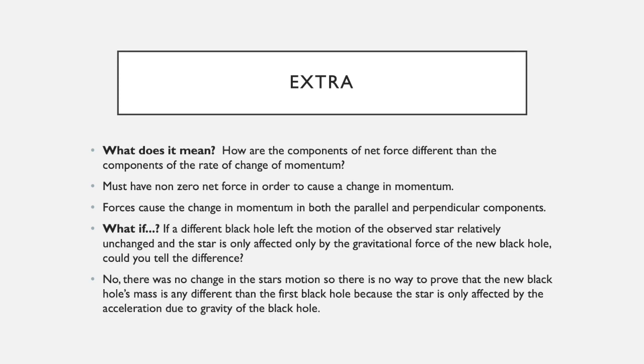Additionally, when asked if a different black hole left the motion of the observed star relatively unchanged, and the star is only affected by the gravitational force of the new black hole, we would be unable to tell the difference. This is due to the star only being affected by the acceleration due to the gravitational pull of the black hole. If the motion of the star remained relatively unchanged, there is no way to prove that the new black hole's mass is any different than the first black hole.